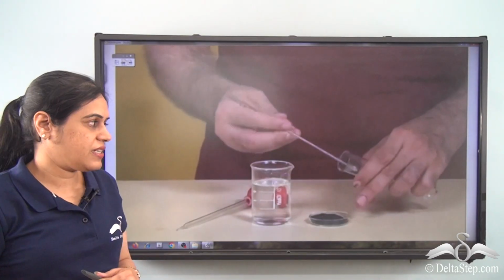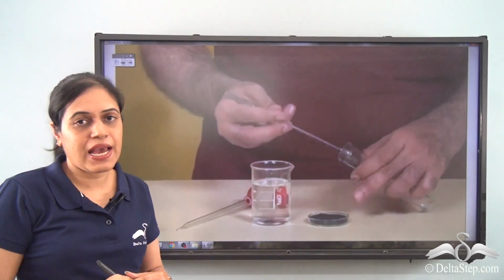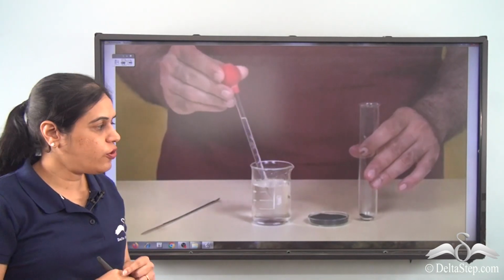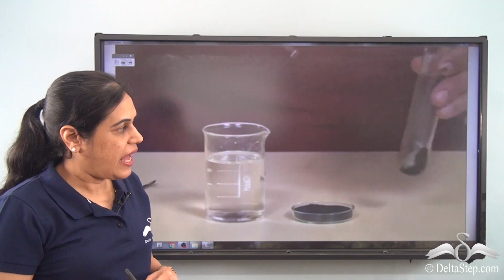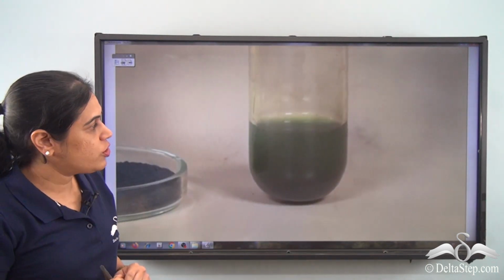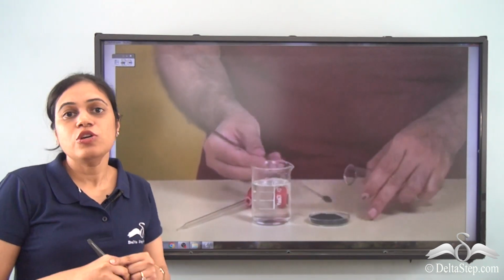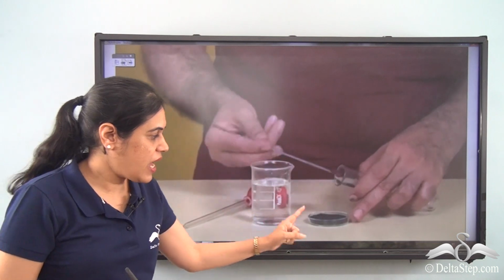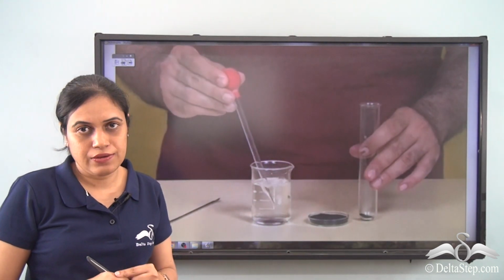Let us look at this activity. We take some copper oxide, as you can see it is black in color, and we put some hydrochloric acid in the same test tube and then we mix it. What do we observe? We see a bluish green liquid is formed. So the solution of hydrochloric acid and copper oxide is bluish green in color.